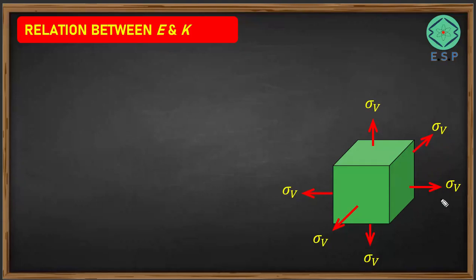The stress acting in the X direction, Y direction as well as in Z direction are equal, and that is equal to sigma V. So this is called a volumetric stress. This block is subjected to a constant volumetric stress along all directions, that is X, Y and Z direction. Due to application of these stresses, this block is going to deform. So there will be a change in volume of this particular block.